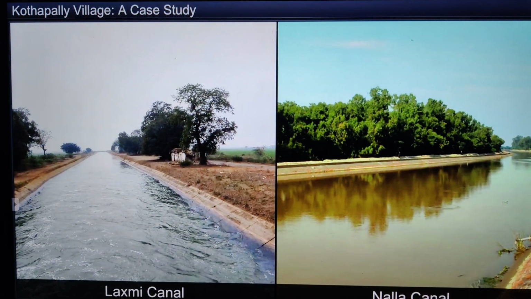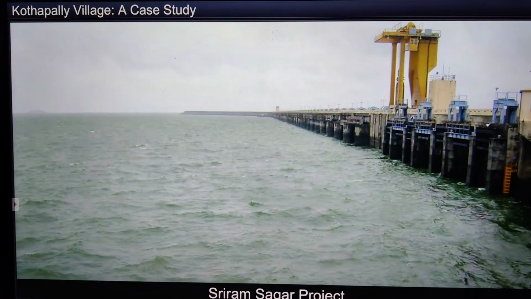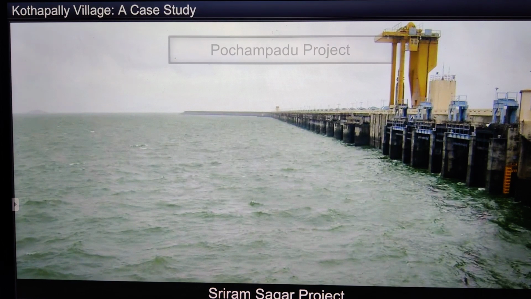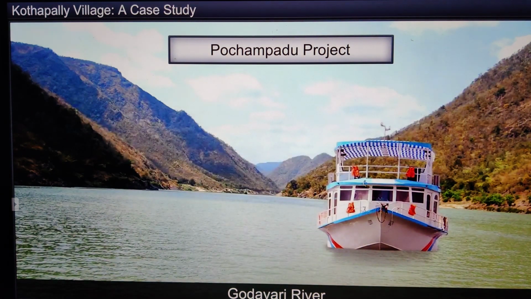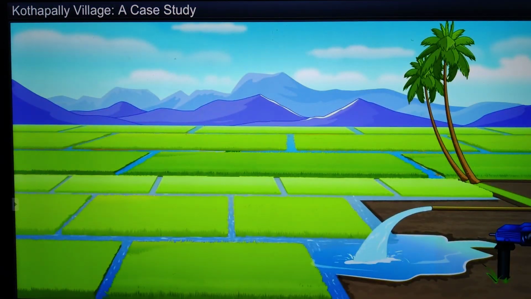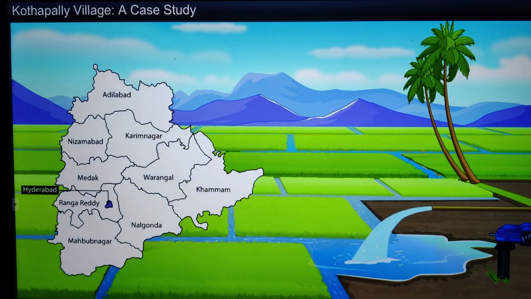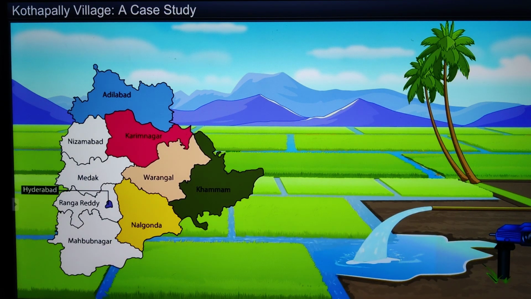Lakshmi Canal and Nalla Canal of Kottapalli draw water from the reservoir of Sri Ram Sagar project. Sri Ram Sagar project, also called the Pochampadu project, is constructed on the Godavari river. It supplies irrigation water and caters to the needs of most of the areas in Telangana, including Karimnagar, Warangal, Adilabad, Nalgonda and Khammam districts.